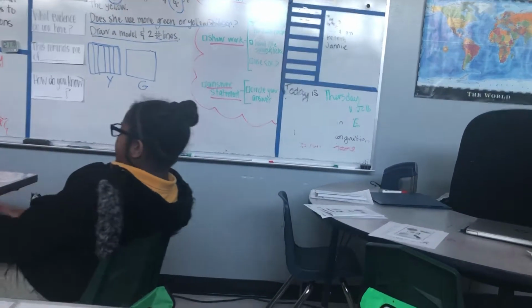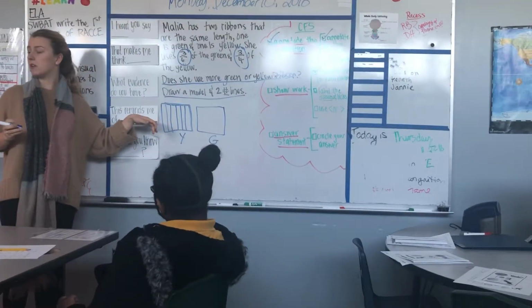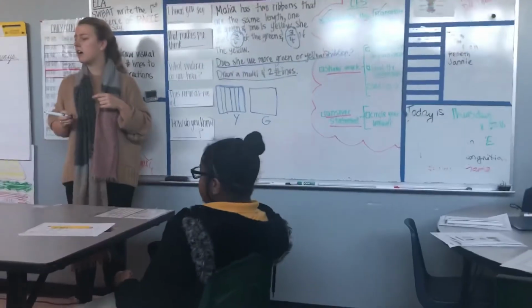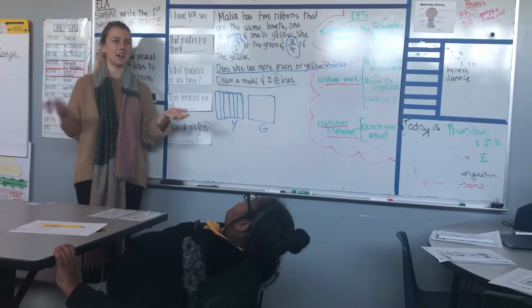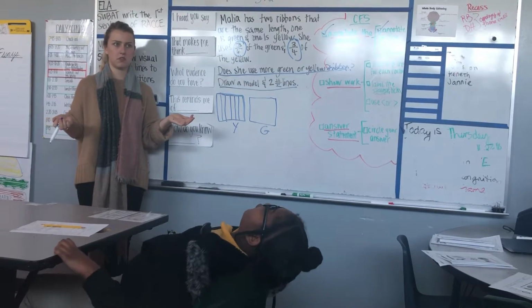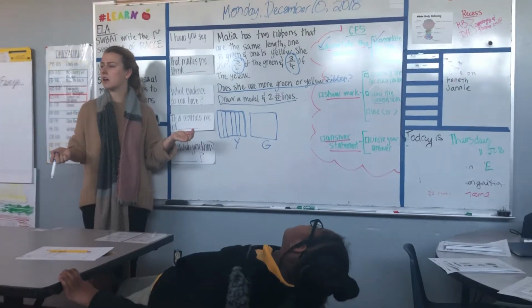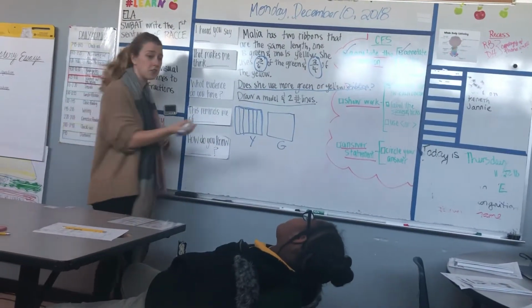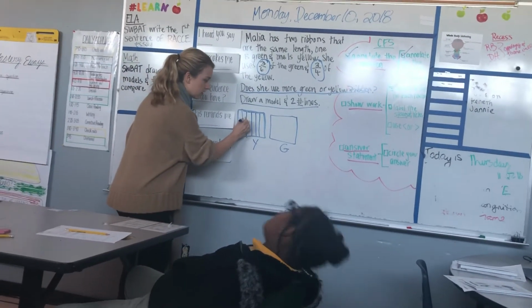Excellent. Now, Rashawn, how am I going to label one of these pieces? How do I label one of these pieces? 1/6. Go ahead and do that. Make sure every piece, Janie, is labeled with 1/6.